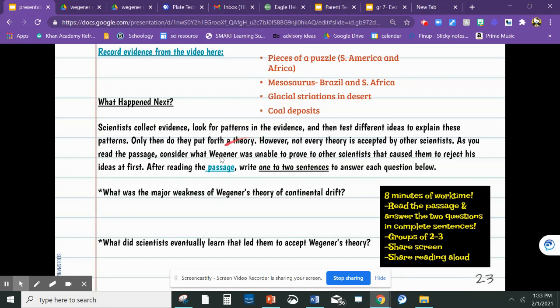Right now, please pause this video, read the passage that's linked in your digital notebook, and see if you can find out the major weakness of Wegener's theory and what scientists eventually learned that led them to accept it.